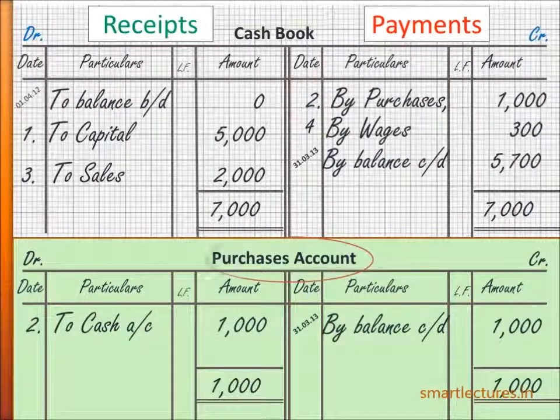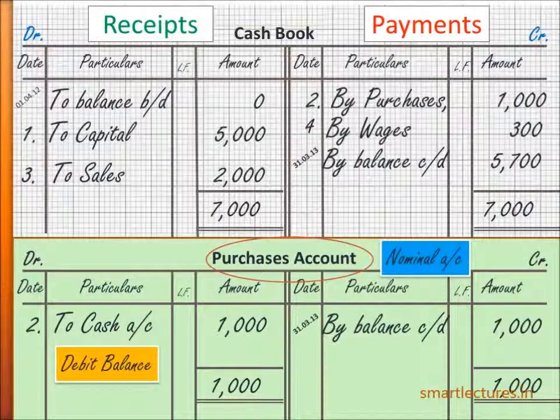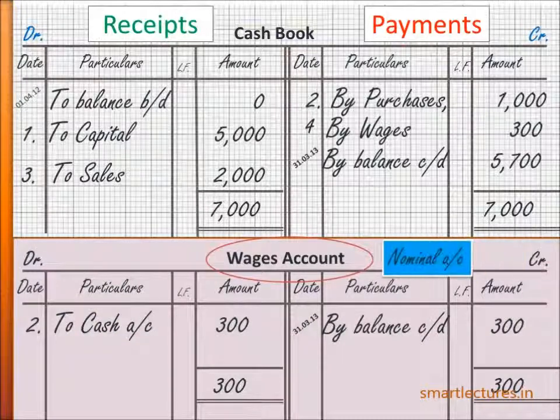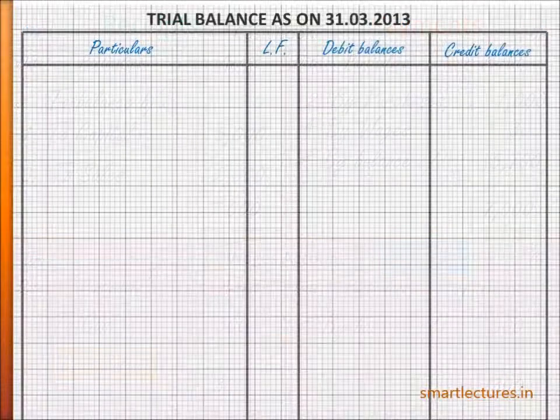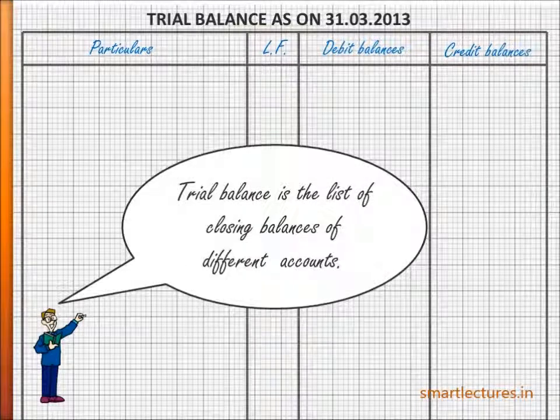Purchases account. This is a nominal account and it always carries debit balance. Means debit side is always stronger. Wages. This is the name of the expense. This is a nominal account and it always carries debit balance. It means debit balance is always stronger. So let's make trial balance. You know the meaning of trial balance? Basically, trial balance is the list of closing balances of different accounts.